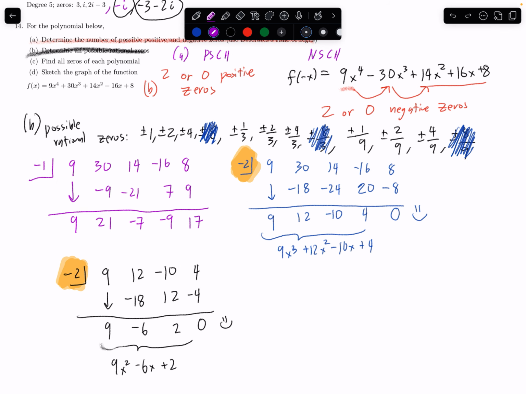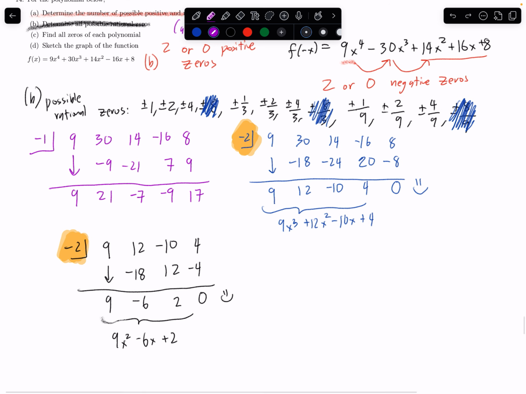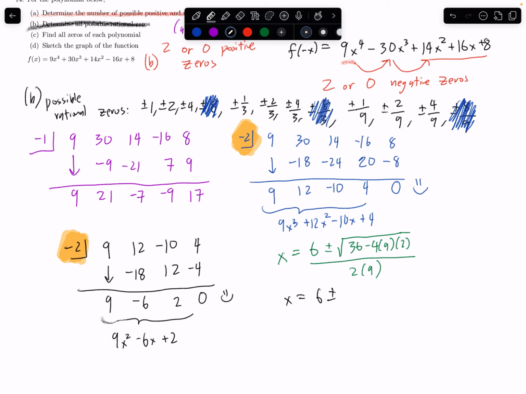And now from here, it's just pretty basic because I can just go to trusty old quadratic equation. x is equal to negative b plus or minus the square root of b squared minus 4ac, all over 2a. Negative b is positive 6, plus or minus the square root of b squared, 36, minus 4ac, all over 2 times 9. Okay, inside the square root, let's work that out. So I've got 6 plus or minus the square root of 4 times 9 is 36 times 2 is 72, but 36 minus 72 is negative 36. So I have negative 36 inside, all over 2 times 9, which is 18.